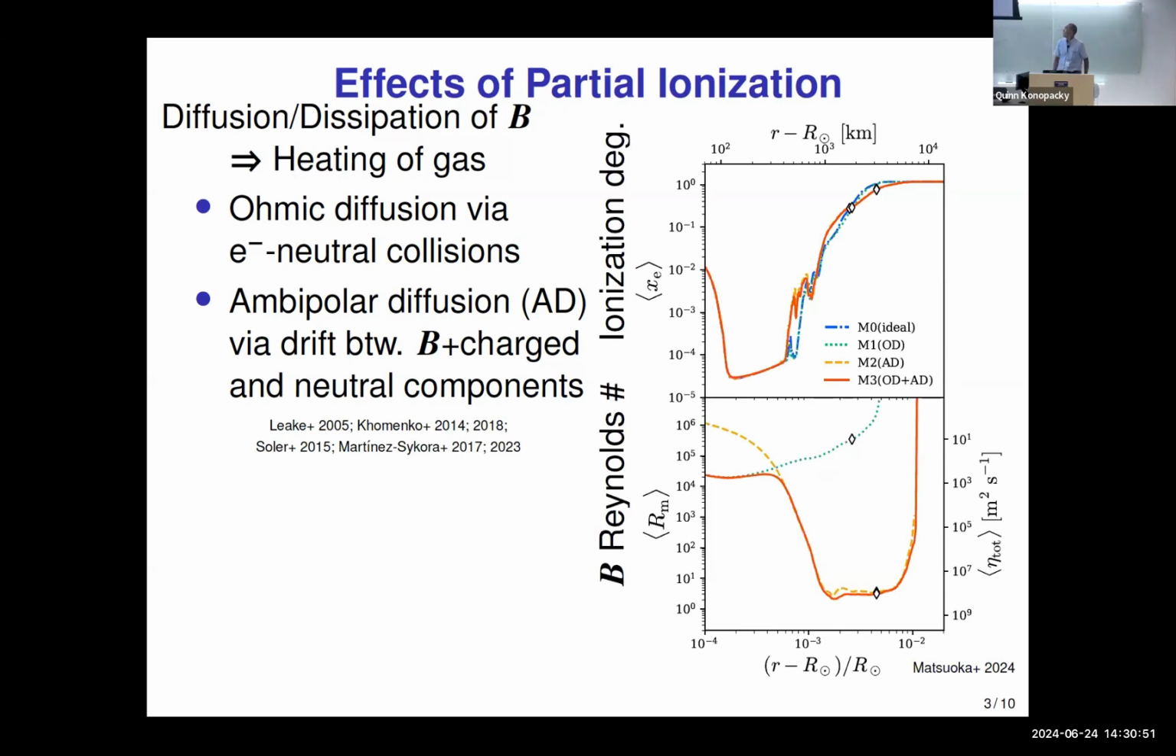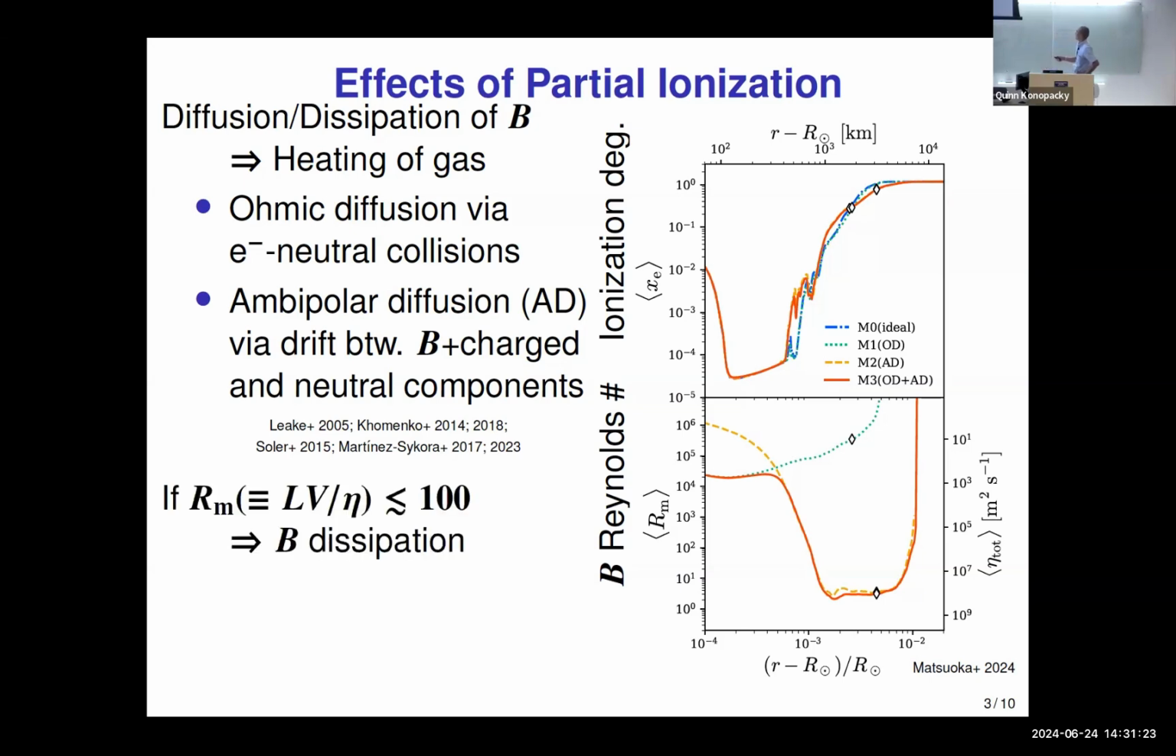The left top panel shows the ionization degree as a function of the distance from the photosphere, normalized by, in this case, the solar radius. As you can see, this is one, the fully ionized condition. In the chromospheric region, the ionization degree is very small, on the order of 10 to the minus 4 or 10 to the minus 5.